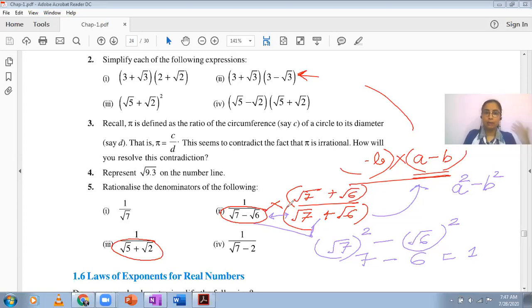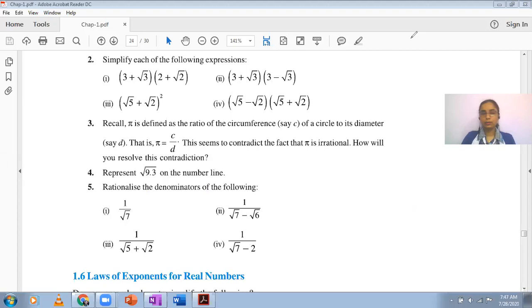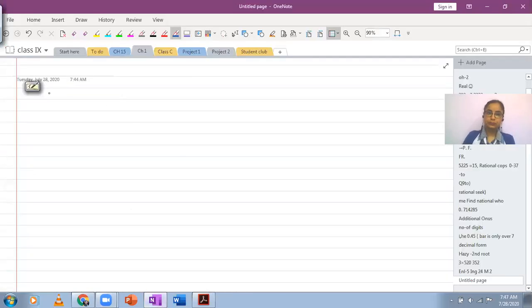I'm not concerned with what happens to the numerator. I'll just keep simplifying. I'm only concerned with the denominator. My focus is to rationalize the denominator. Any questions here? So let's just do this in the notebooks. I'll just write down for yourself.